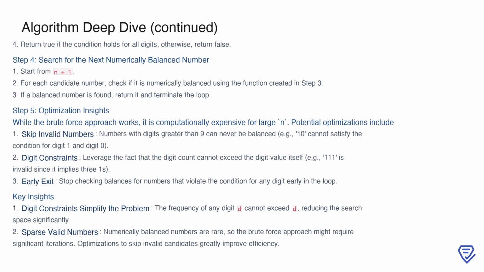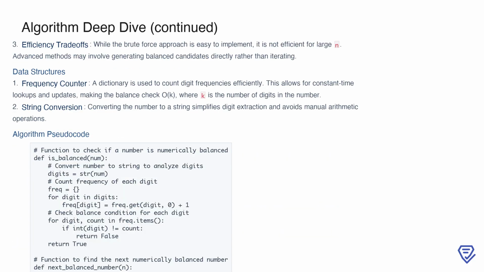These insights significantly reduce the search space and improve efficiency. Balanced numbers are relatively rare, so skipping invalid candidates helps avoid unnecessary computations. Although the brute force method is simple to implement, it is not efficient for larger values of n. Generating balanced numbers directly, rather than iterating through all candidates, could be a more advanced and optimized approach.